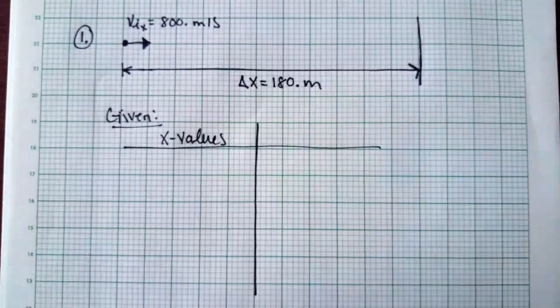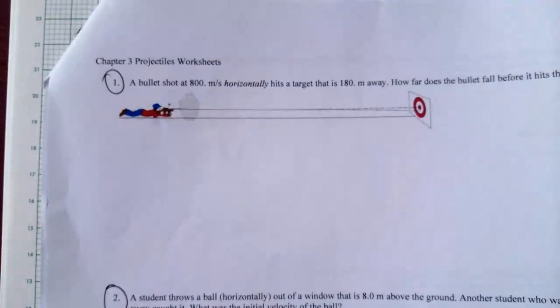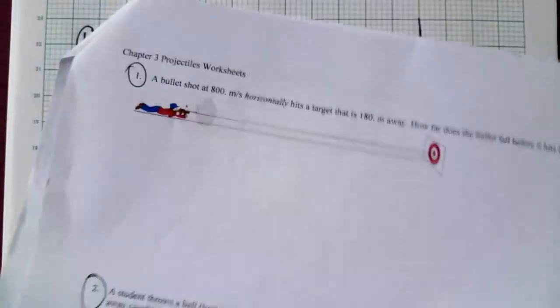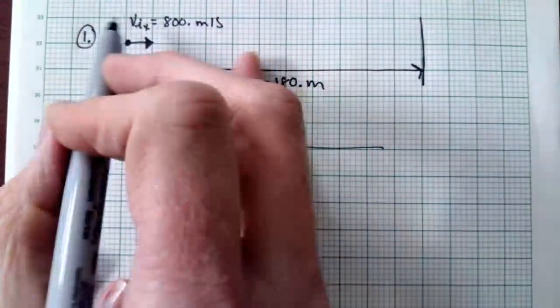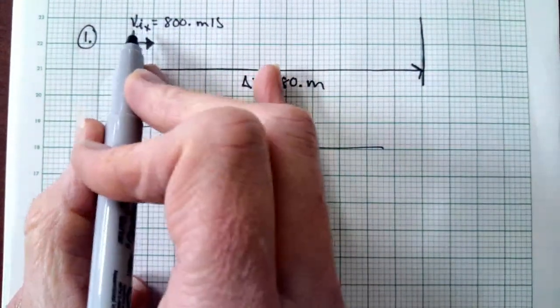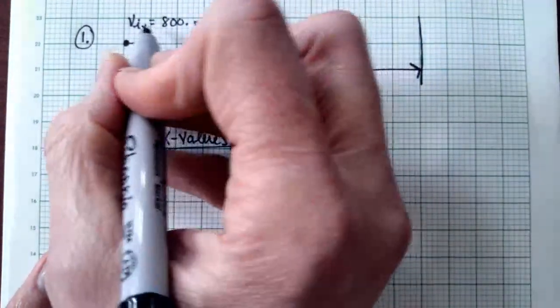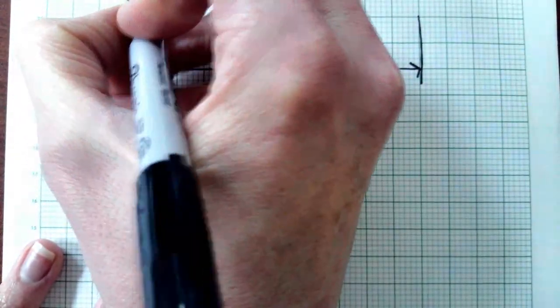All right, guys, I'm going to do number 1 on the chapter 3 projectiles worksheet. This is like the middle of the packet we're working through. It says a guy shoots this bullet with an initial velocity entirely in the horizontal direction. So in the horizontal means all of the velocity is in the x, and there's no velocity in the y to start because all of it is in the x.